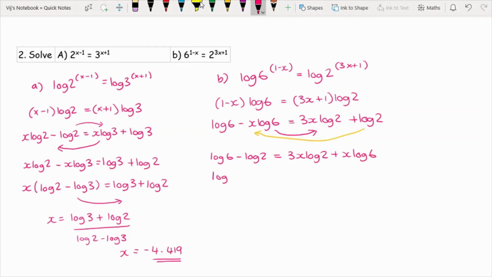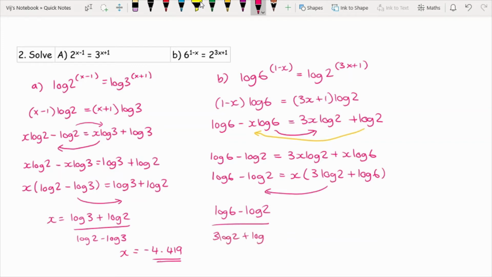So then factorising the right hand side, I get 3 log 2 plus log 6 with respect to x, and then I take the bracket over to the side, leaving me with log 6 minus log 2 over 3 log 2 plus log 6 equals, and if I type that into my calculator, I should end up with an answer to 3 decimal places of 0.284.